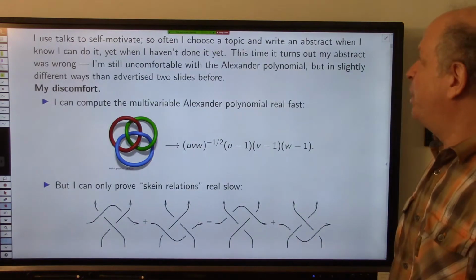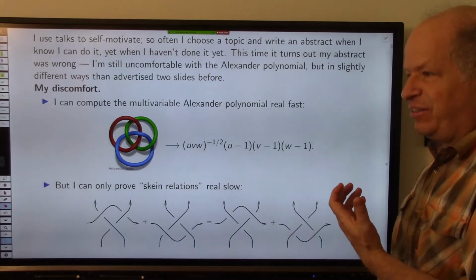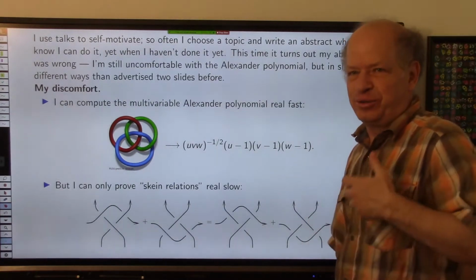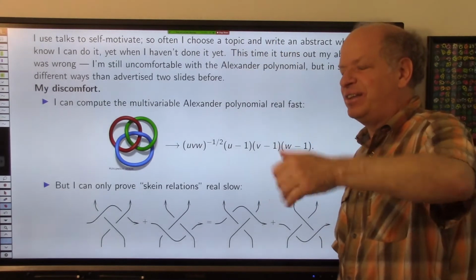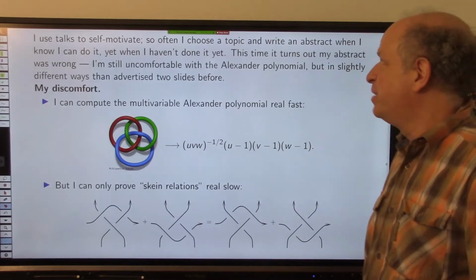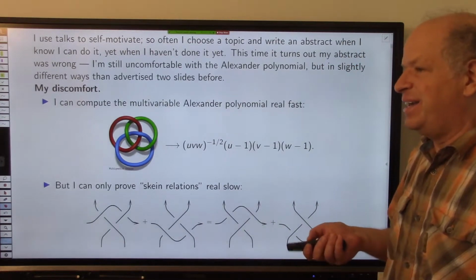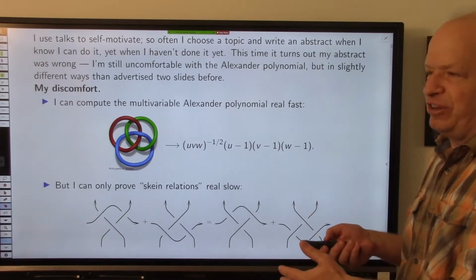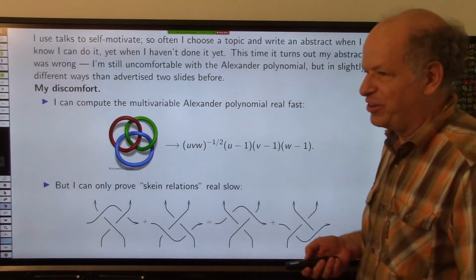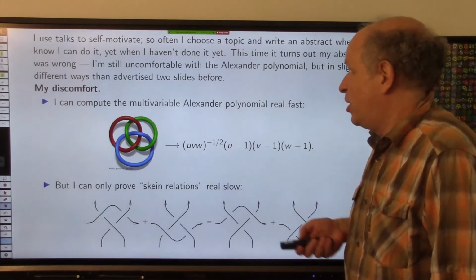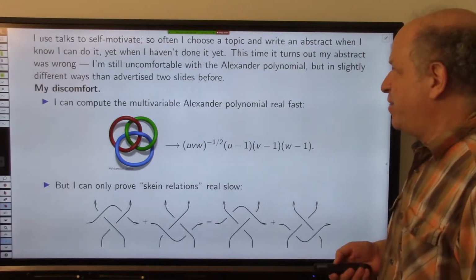And more about technicalities. The main reason I give talks is to self-motivate to learn more. So I set a goal that I haven't achieved yet, and then I struggle to reach it in time. And today it ended up making the abstract irrelevant, because I actually made progress as I was preparing for this talk. So I'm still uncomfortable with the Alexander polynomial, but in different ways than before.